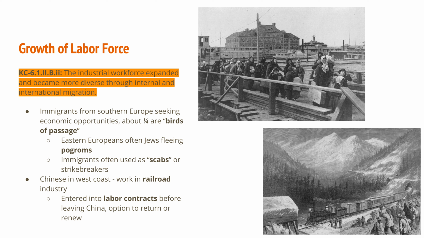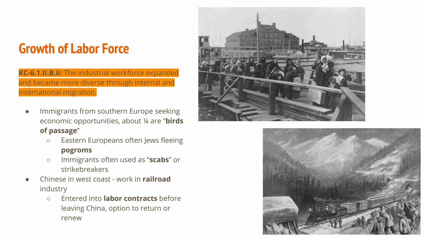Eastern Europeans were often Jews who were fleeing pogroms. In 1881, we see a rise of coordinated attacks against Jews in Eastern Europe. And these immigrants who are coming to the cities are often being used as scabs or strike breakers. These are the people who management would call in anytime that the workers would start a boycott or a picketing or a strike. To try and get the original workers to stop striking, they would bring in temporary workers who they would pay the same wage or lower, just to show the strikers that they are replaceable.